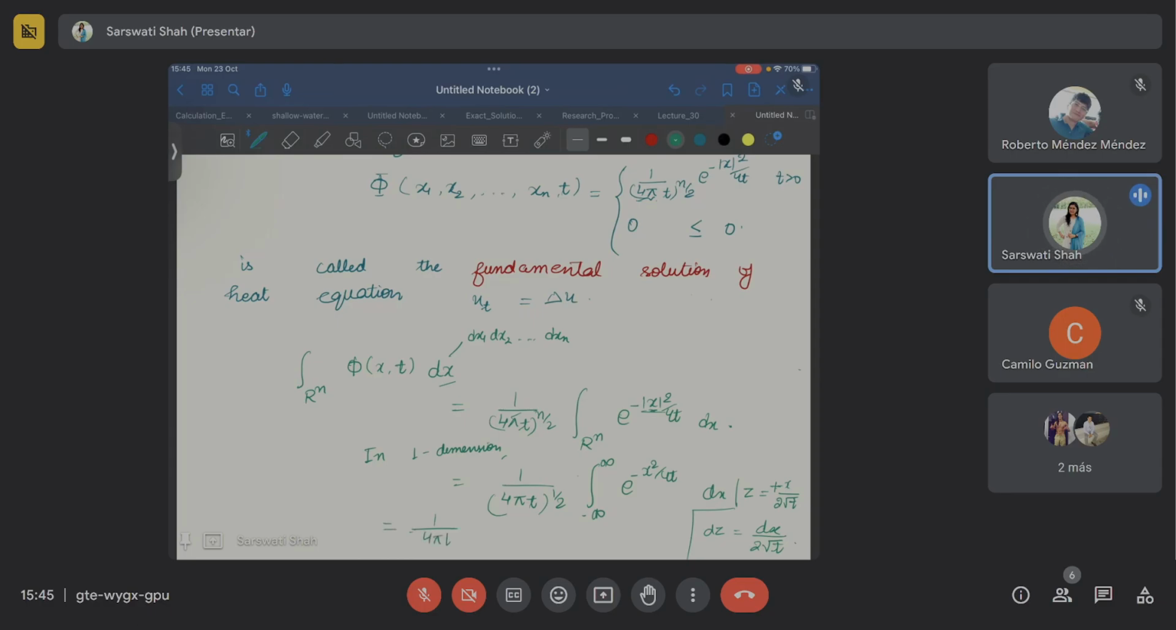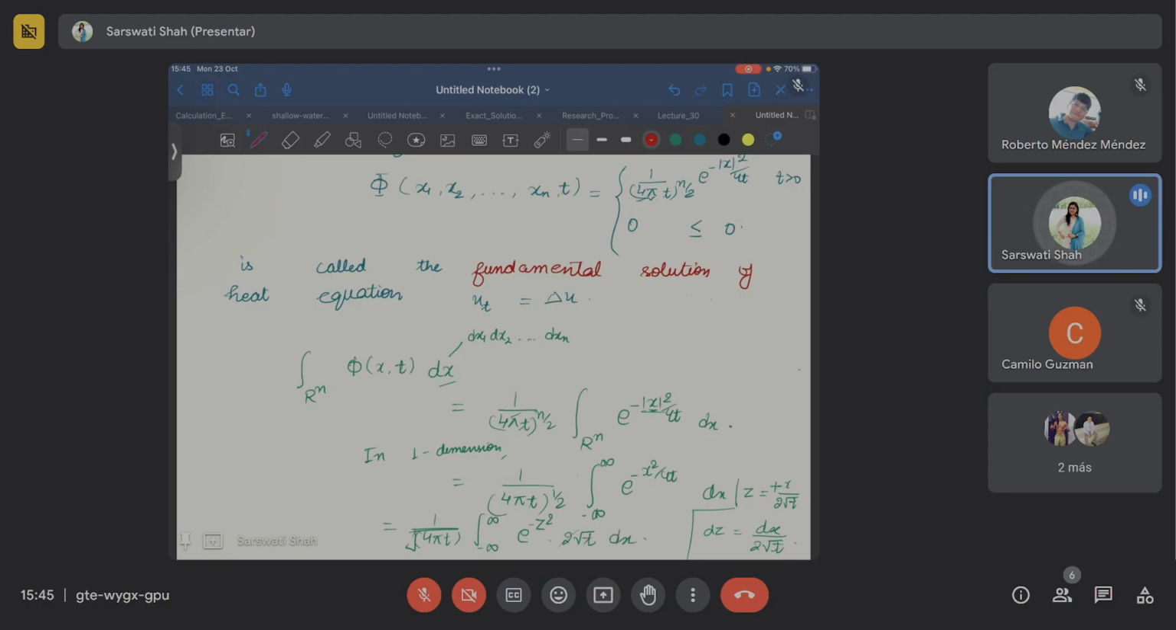Then you can write it as 1 over the square root of 4 pi t, the integration from minus infinity to infinity of e to the power minus z squared, where z equals x over 2 root t. So it is going to be e to the power minus z squared times 2 root t dz.